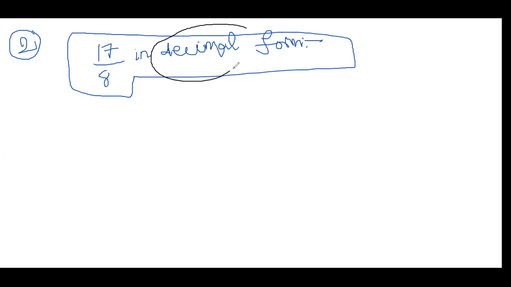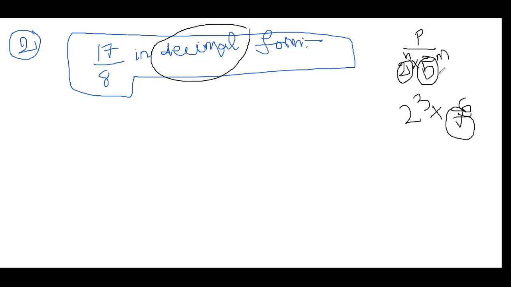Write in decimal form, not in terminating form. If it is terminating, your answer should be p by 2 power something into 5 power something. But don't write 3 power something here. You have to write 2 to the power of something and 5 to the power of something, not 2 power 3 and 7 power 6. This base should be 5 only.